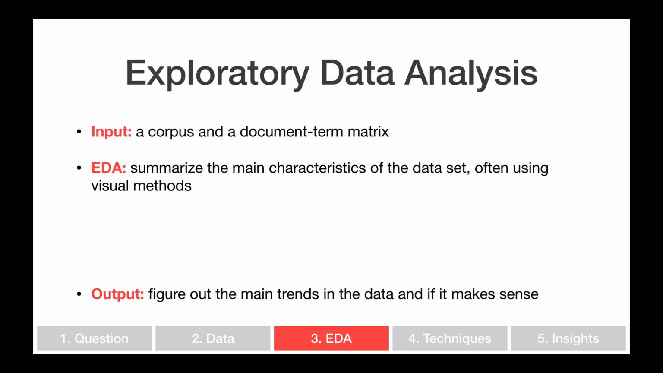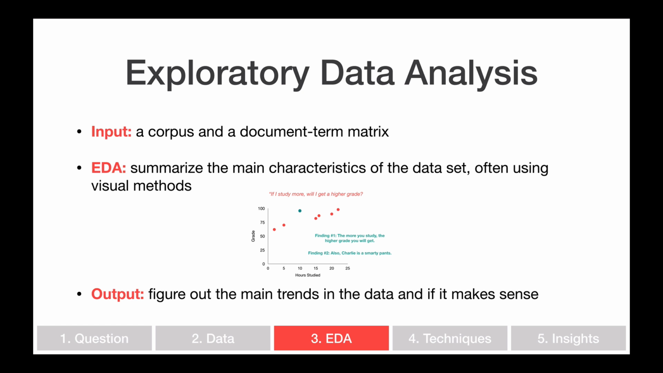So the input into this step is data in that standard format, so either as a corpus or as a document term matrix. And what we're going to do during this step is summarize the main characteristics of the data. What that means is we want to take a look at the data and see if the data makes sense or if there are trends in the data at all. And if you remember from a previous example, this is actually typically done using visual techniques. So in my example earlier, I had a table of data, but I put it into a scatter plot like this, so you can figure out if there are any trends immediately in the data.